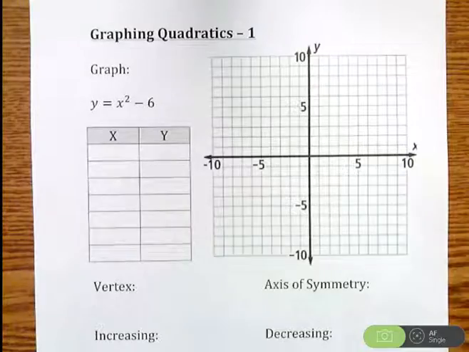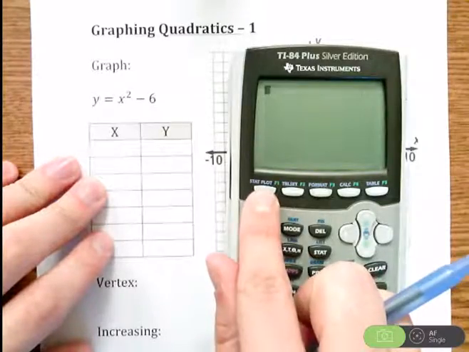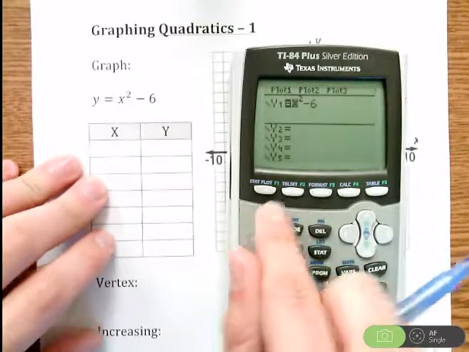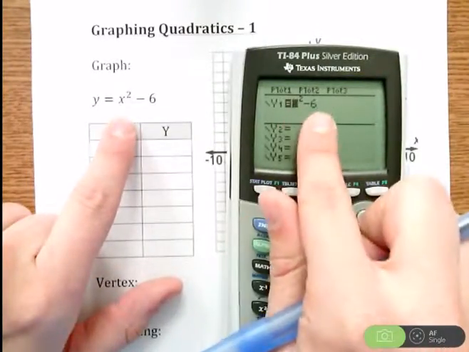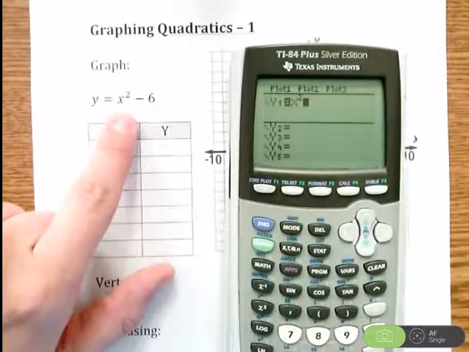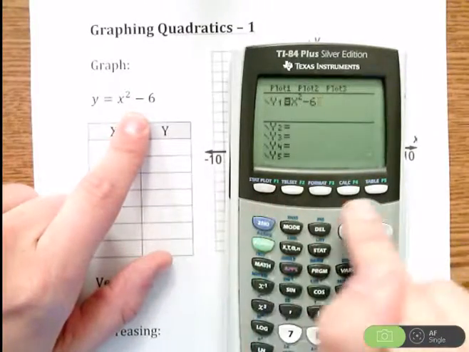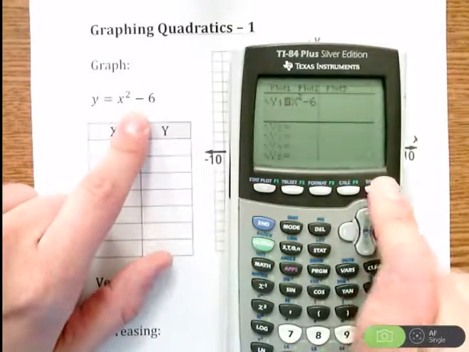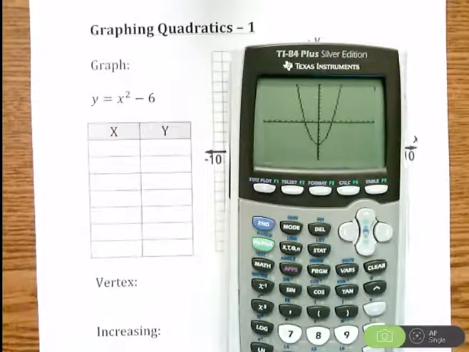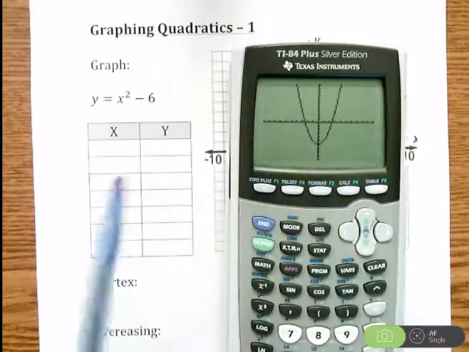So with this problem, we're going to graph y equals x squared minus 6. Anytime you want to graph, you've got to go to the y equals button, which is the top left. In that first line, if there's something else there, you could always hit the clear button and clear it out. Let's type in our equation, which is x squared minus 6. Now, all the way on the right over here is a button that says graph. You could hit that, and it will graph your function. So this is what the graph should look like.